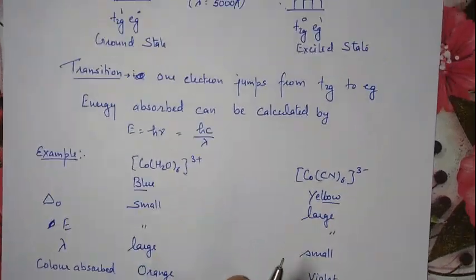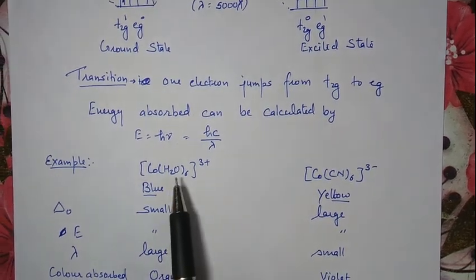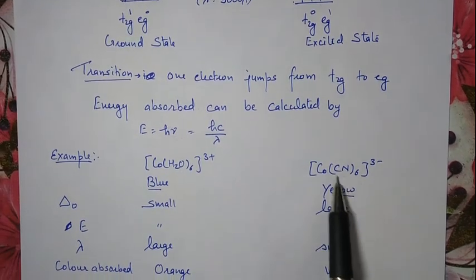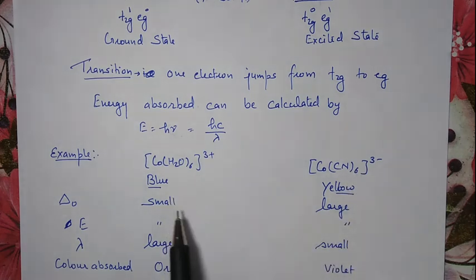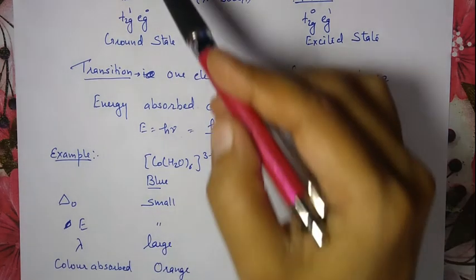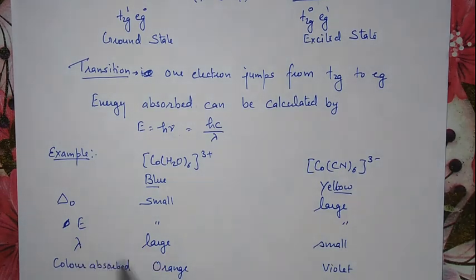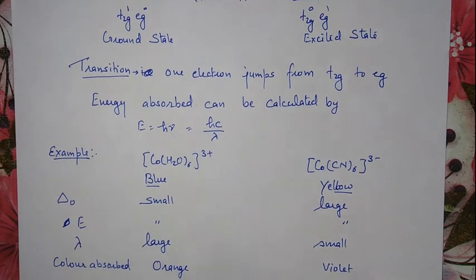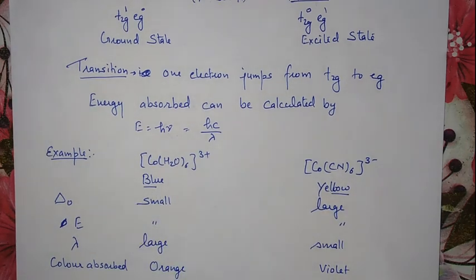In the same way, if you compare these two complexes of cobalt, in this case water is the ligand, in this case CN is the ligand, a strong field ligand, and in this case a weak field ligand. In this case delta O will be small, in this case it will be large. In this case the energy required is small, in this case it will be large, so radiation of higher wavelength can be absorbed here and smaller wavelength there. The color absorbed is orange in one case and violet in the other, and they appear yellow and blue. They are complementary colors.